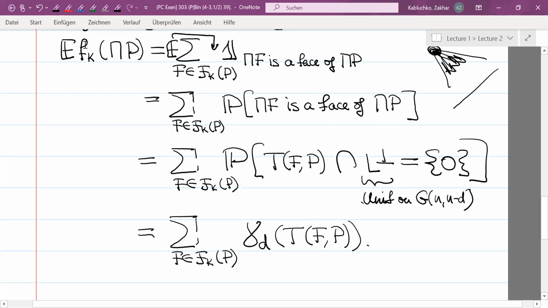So in order to compute the expected number of faces of the projection, we have to take all faces F of dimension k, construct all tangent cones, and for all these tangent cones, consider this Grassmann angle. And for this, we have a Crofton formula. And in the next lecture, we shall use this Crofton formula and obtain some more or less explicit expression following Affentranger and Schneider for the expected number of faces.